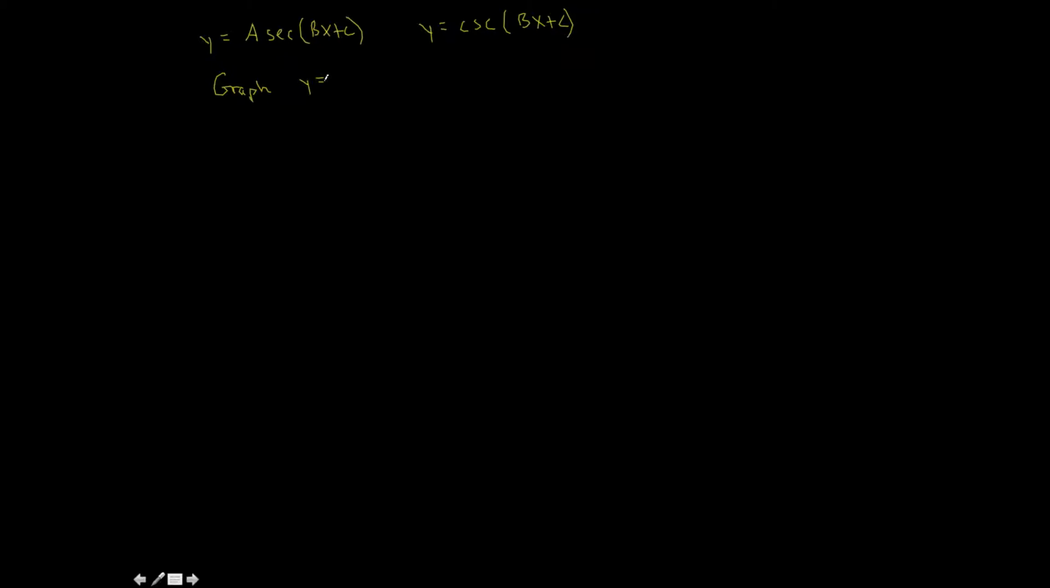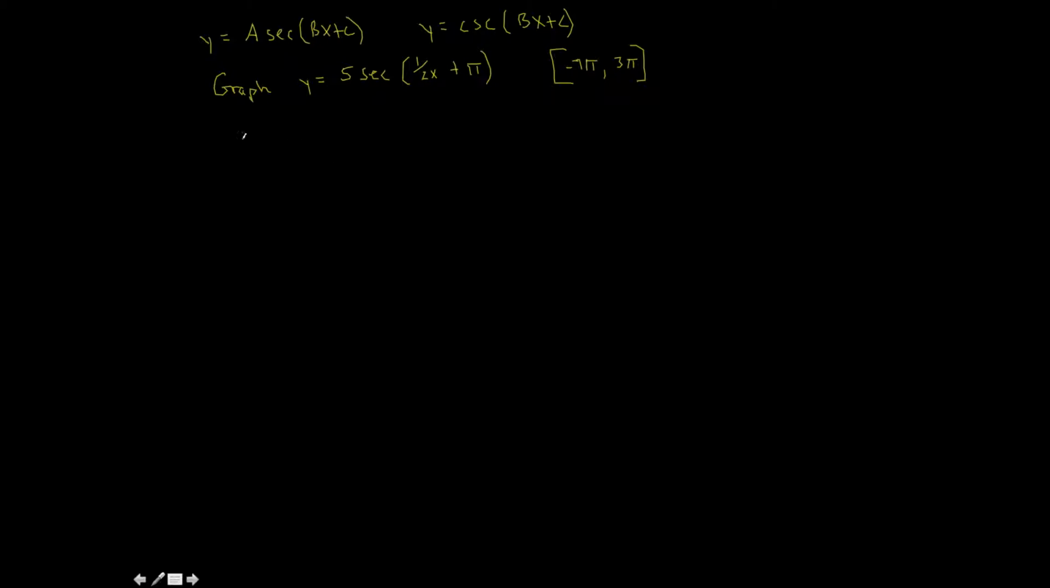Okay, so what we want to do is graph y equals 5 secant of 1/2 x plus pi. And let's do it from -7 pi all the way to 3 pi. -7 pi to 3 pi.